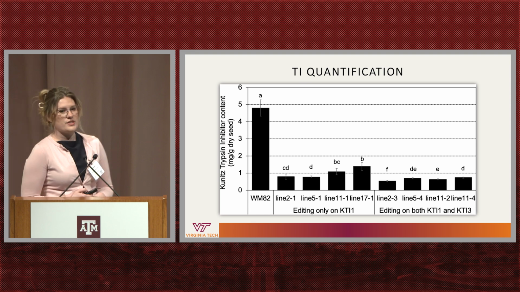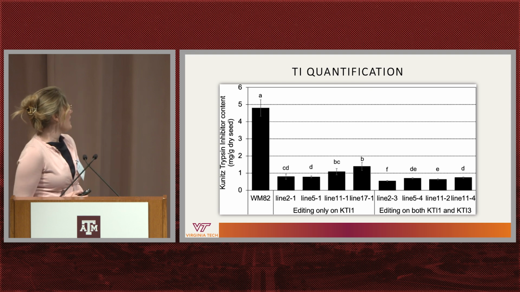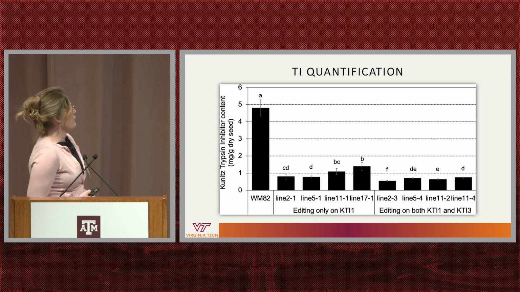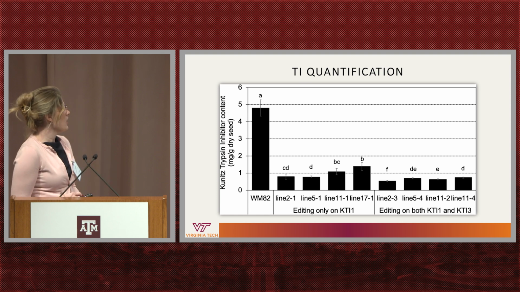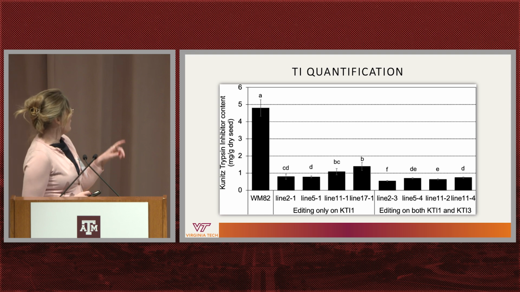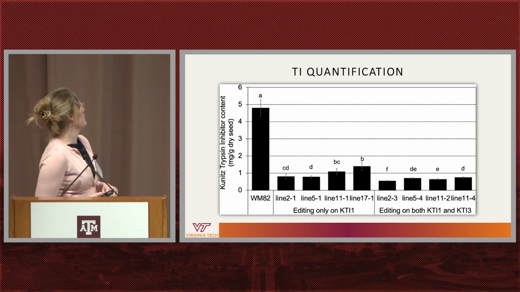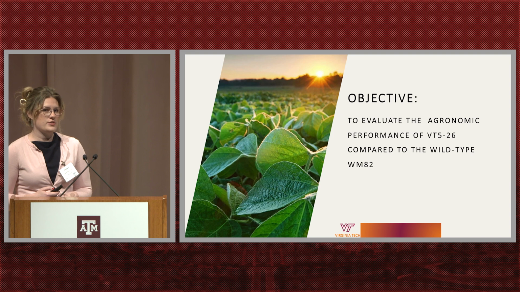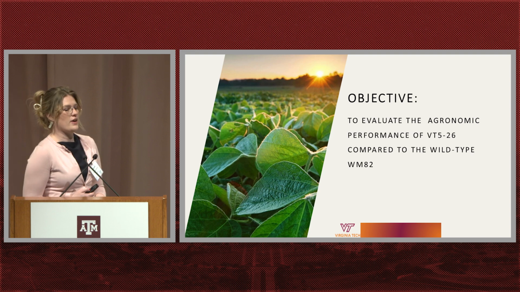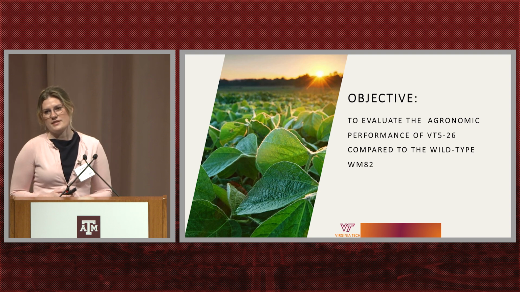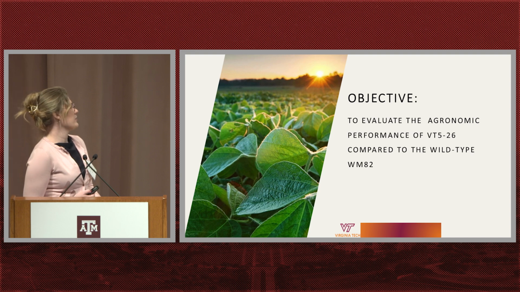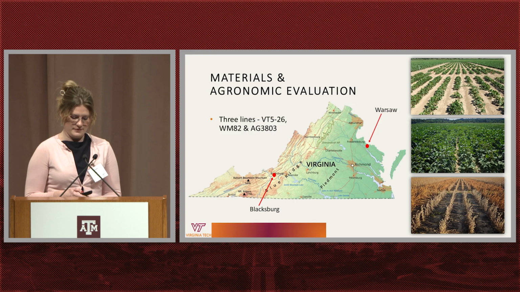Now, Williams 82 was used as our wild type genotype for this study. And as you can see here, TI quantification in the seed for Williams 82 is just under 5 milligrams per gram in the seed. But with the 2 gene deletions, that was reduced to less than 1 milligram per gram in seed. And so it was one of those lines with the 2 gene deletions that we decided to advance, and which we have named VT5-26. And so the objective of this specific study was to evaluate the agronomic performance of this line compared to the wild-type Williams 82 used in its development.